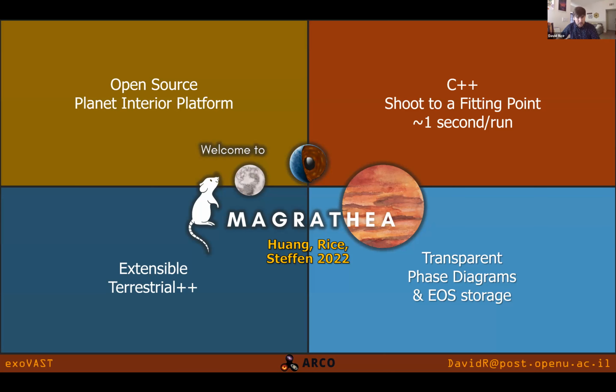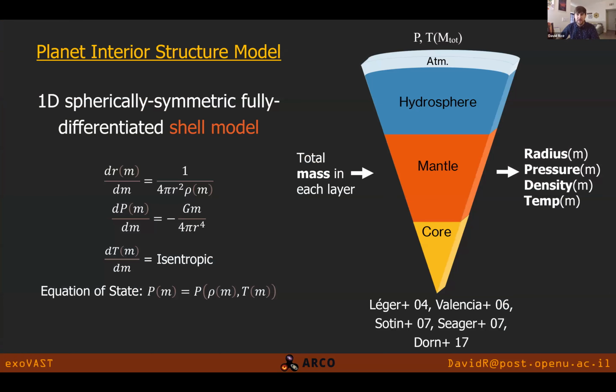So just a quick explanation of a planet interior structure model. These have been used since 2004 with some of the first works listed down in the bottom for exoplanet science. Planet interior structure models generally are one-dimensional, spherically symmetric, fully differentiated shell models. So we solve in each one of these shells the equations of hydrostatic equilibrium. Here, including an isentropic temperature gradient is the default. We can do some other temperature gradients within that planet also. You put the total mass in each of these differentiated layers, and we get out the radius, the pressure, the density, and the temperature here, all with enclosed mass or with radii.